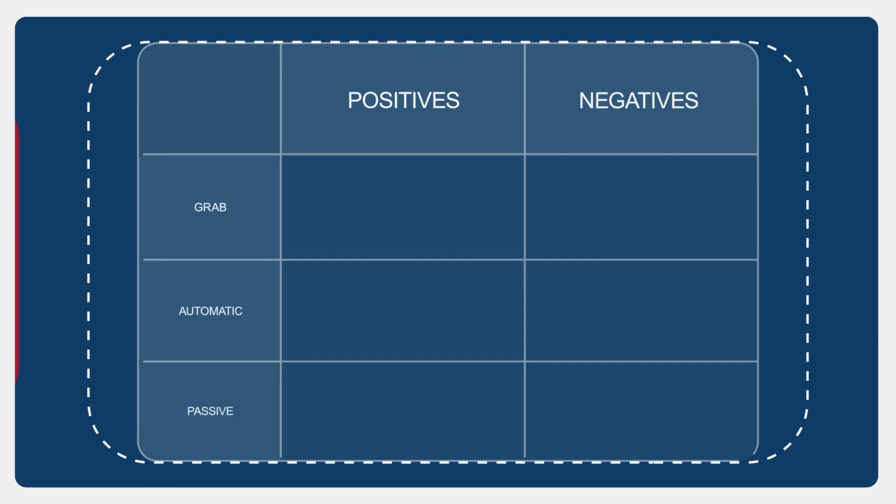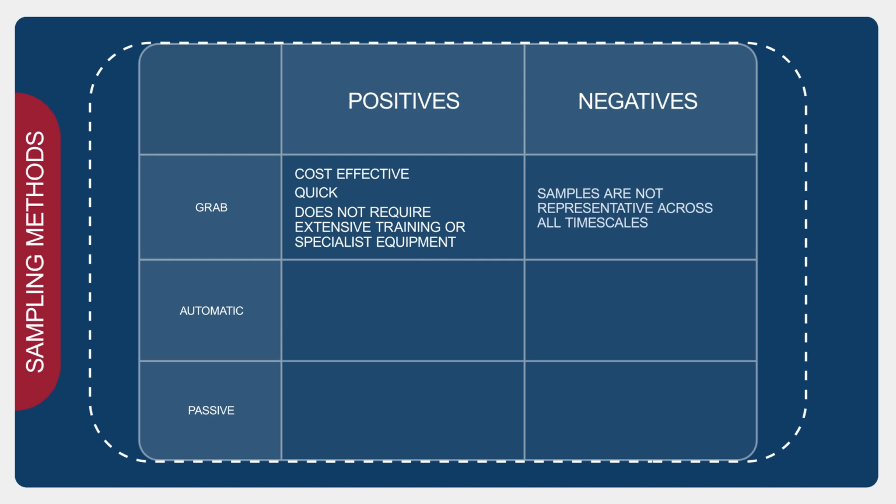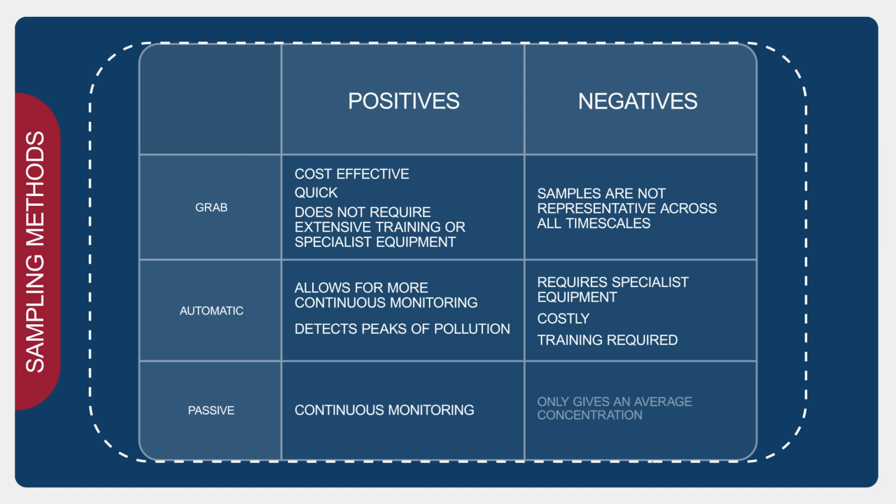To summarize, grab sampling is cost-effective, quick, and does not require extensive training or specialized equipment. However, samples may not be as representative across all timescales. Automatic sampling allows for more continuous monitoring and is good for detecting peaks of pollution. However, it requires specialized equipment, which can be costly and requires training. Passive sampling allows for continuous monitoring in the environment, but only gives you an average concentration over the sampling time period.